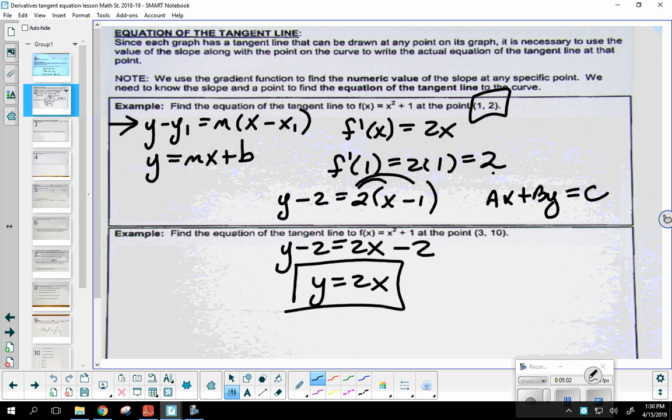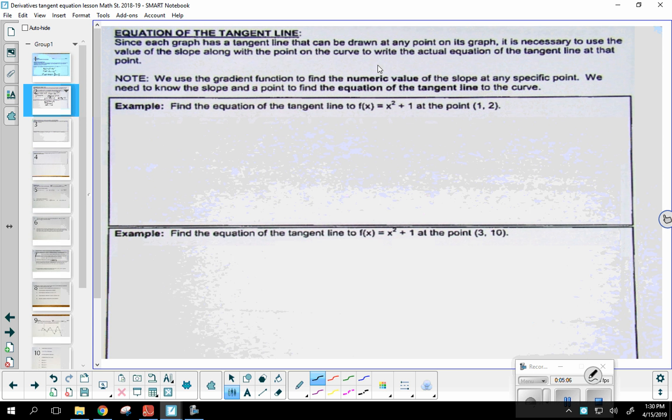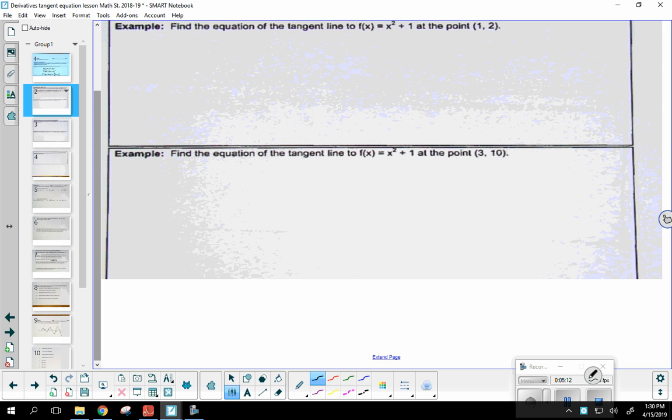Okay. So looks like we have this third example here to finish up. Find the equation of the tangent line to f of x equals x squared plus 1 at the point (3, 10). Now, it's been a while. Does anybody want to go ahead and practice using the difference quotient just one more time to get that in, or stick strictly with power rule? What would you guys prefer? You do want to go ahead and practice?